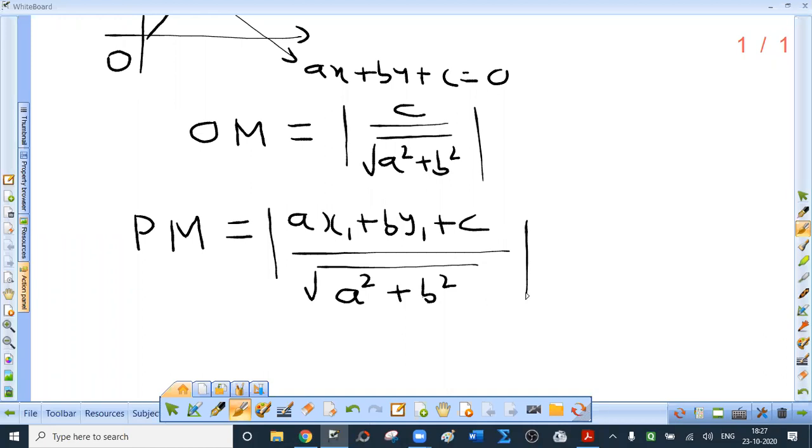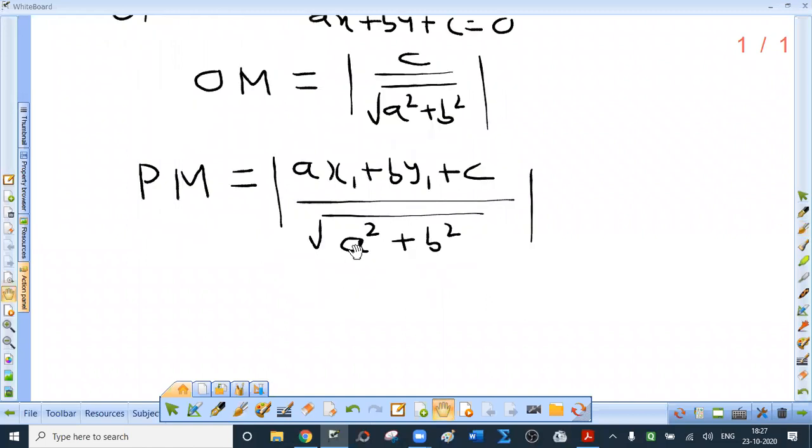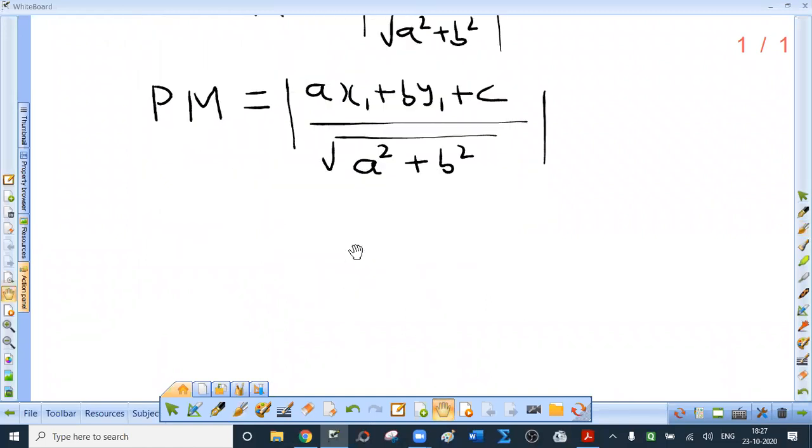Now leave one or two lines and then give the title: the distance between two parallel lines. In that, write down the distance between parallel lines.